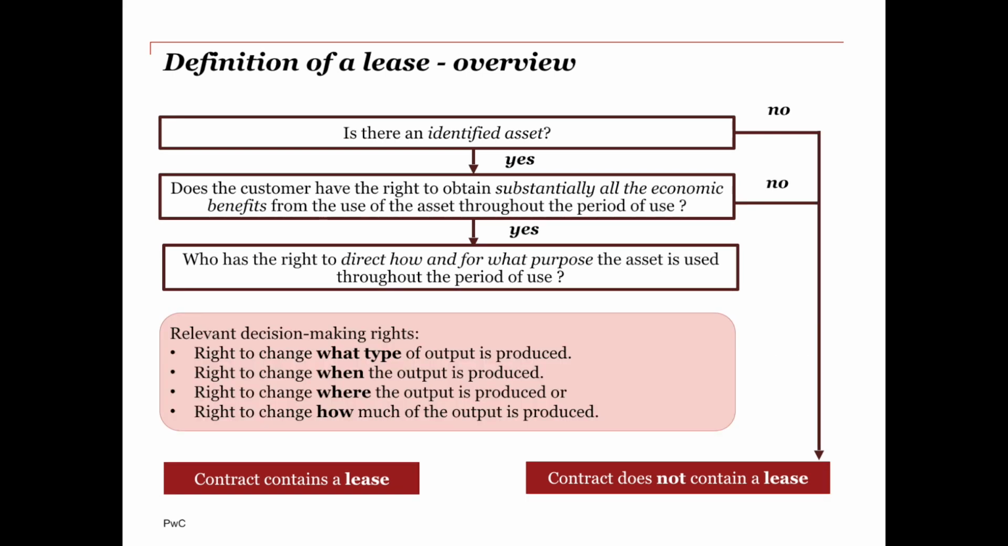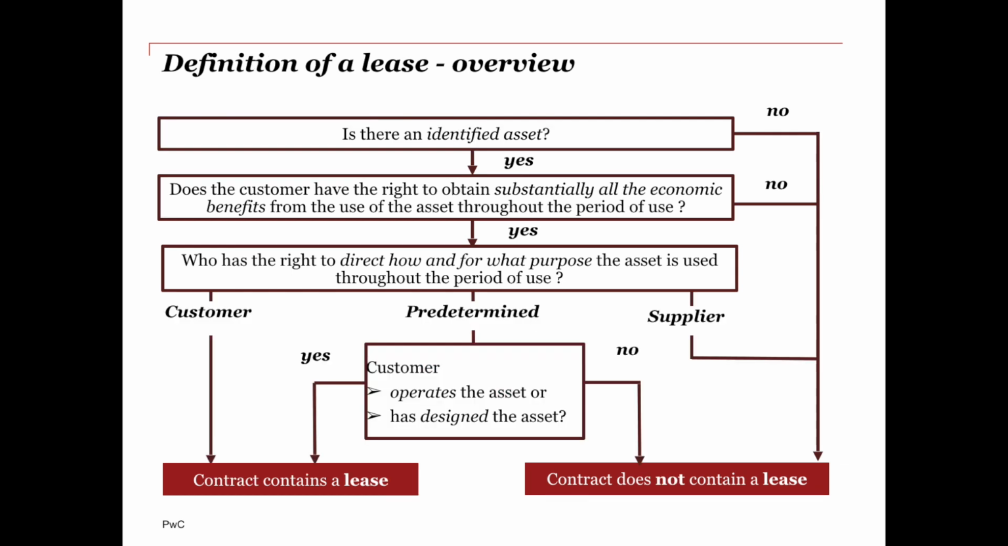The standard gives several examples of relevant decision-making rights. Right to change what type of output is produced, right to change when the output is produced, right to change where the output is produced, or right to change how much of the output is produced. It's important to note that protective rights are not taken into account. So if, for example, a customer who has hired a ship is prevented from sailing the ship into waters with a high risk of piracy or transporting hazardous materials, this does not prevent the customer from having the right to direct the use of an identified asset if all other criteria are met.